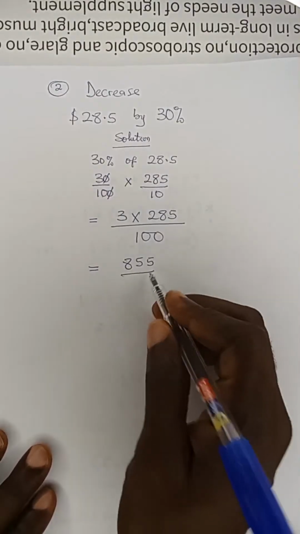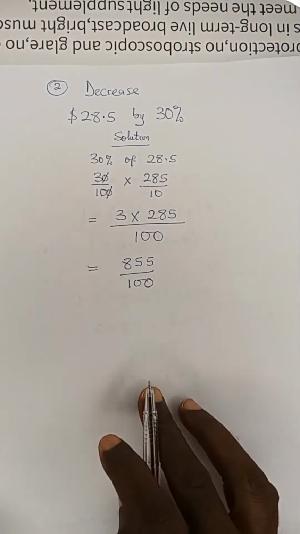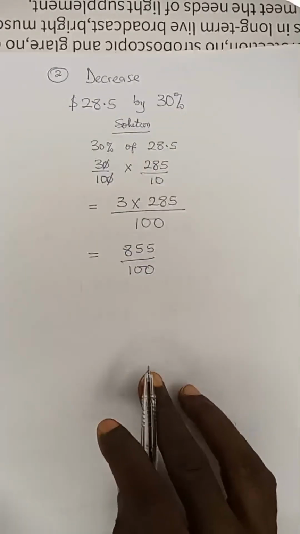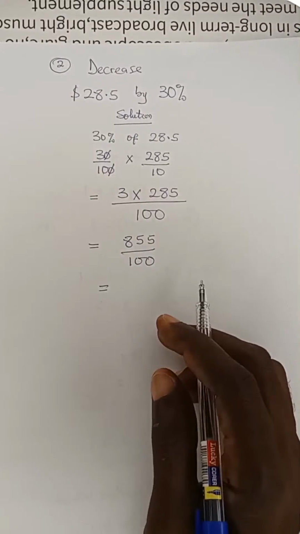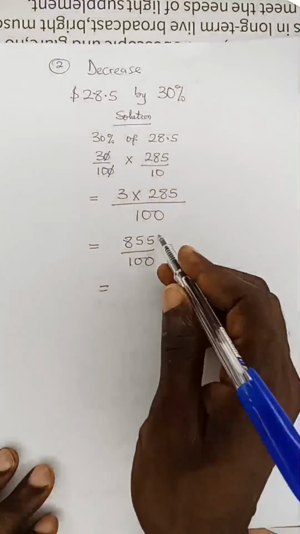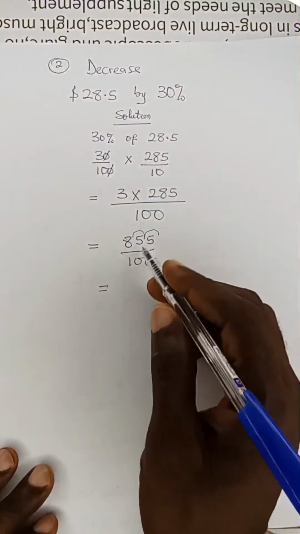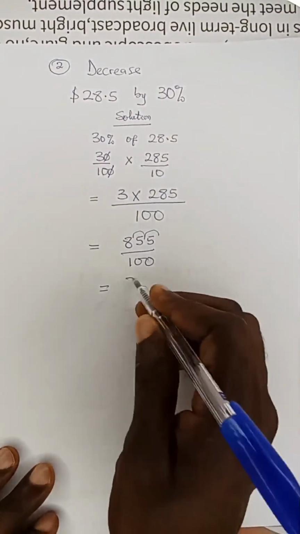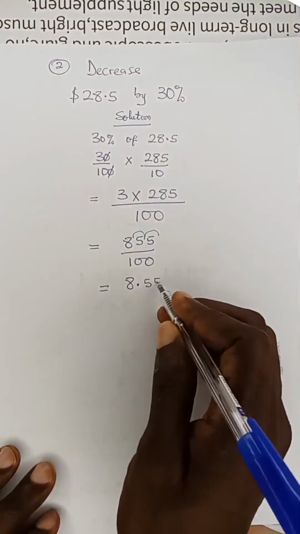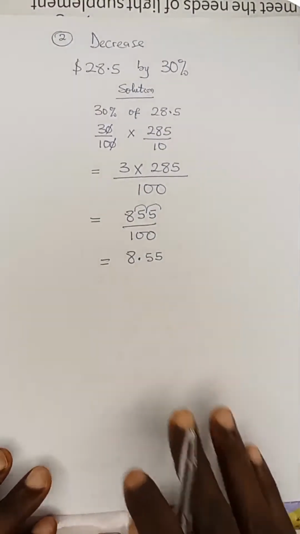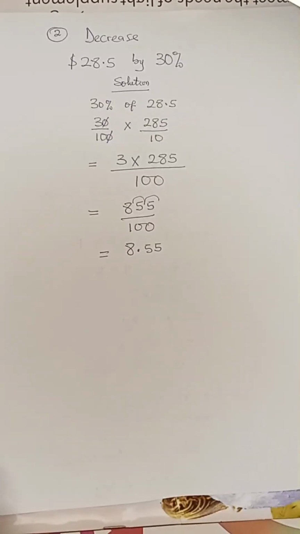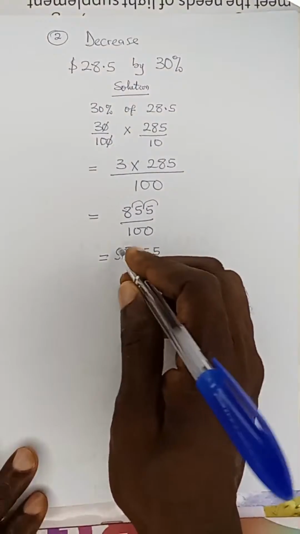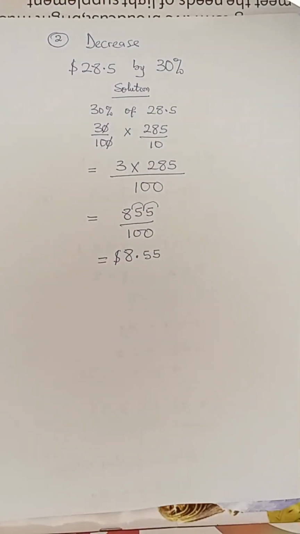So that is 855 over 100. When you divide this by 100, you said 8.55. Yes, exactly. Divided by 100, we shift the decimal twice, 1, 2, and that is 8.55. All right, so now 30% of $28.5 is $8.55. Okay, now we have to decrease.